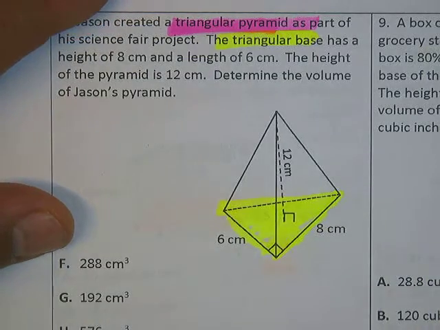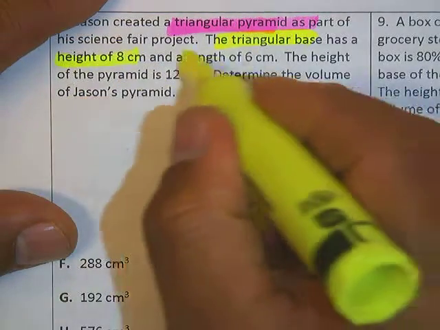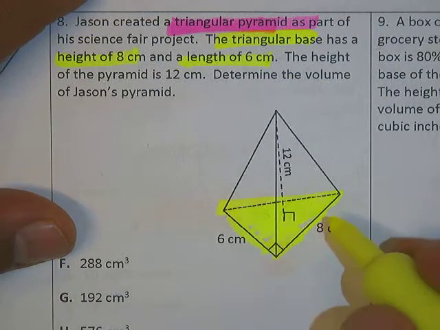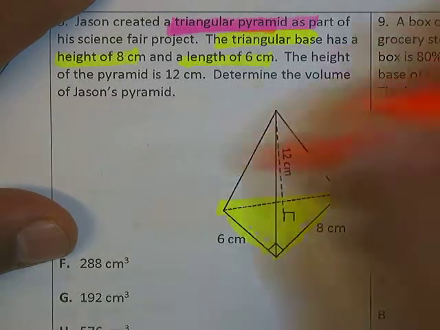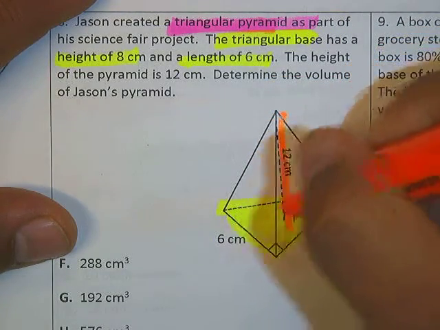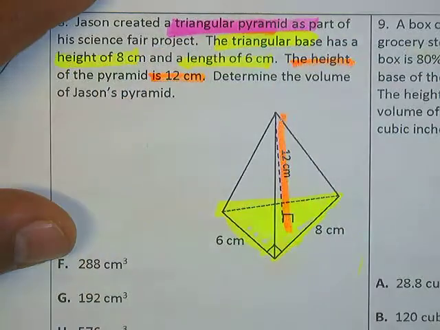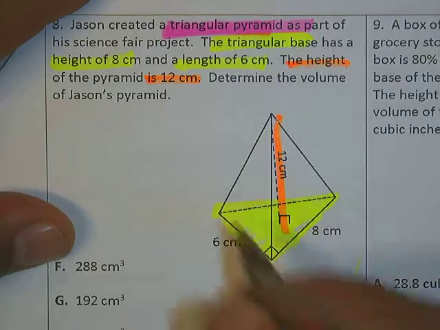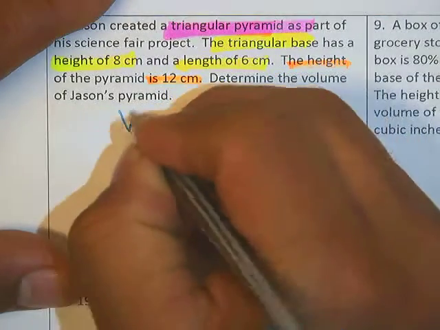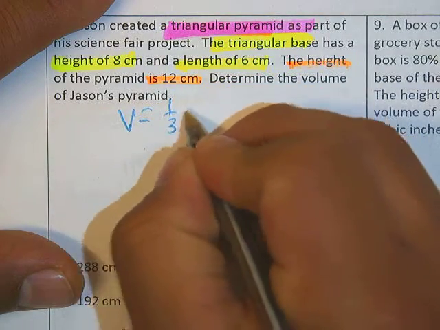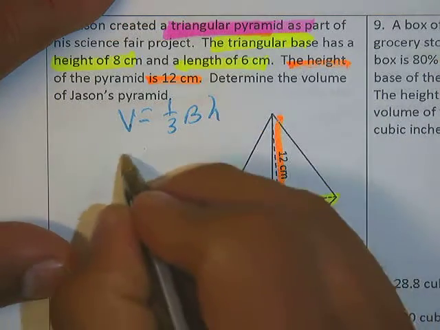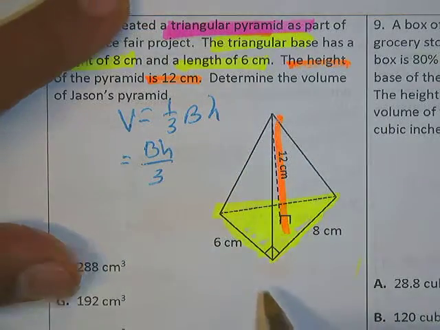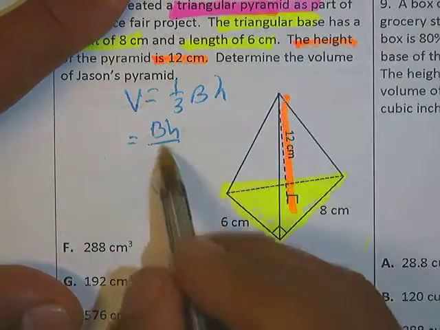Jason created a triangular pyramid for the science fair project. The triangular base, so this is my triangular base, has a height of 8 centimeters and a length of 6. The height of the pyramid, which is this, is 12.